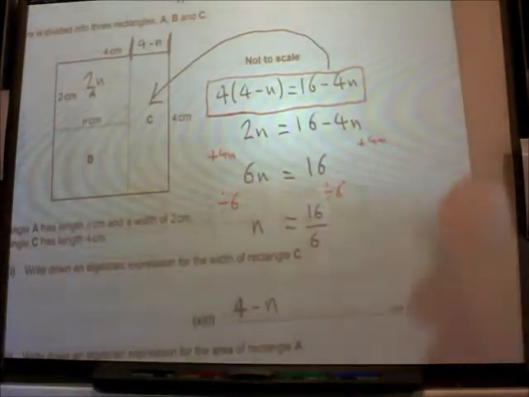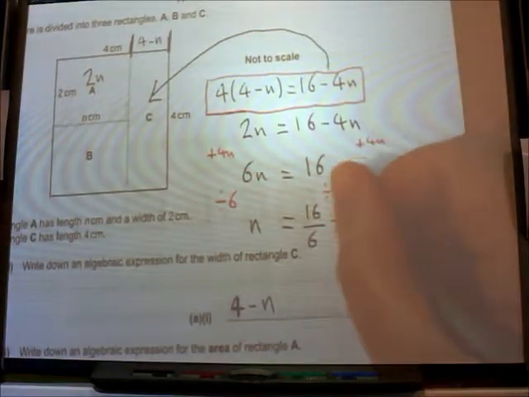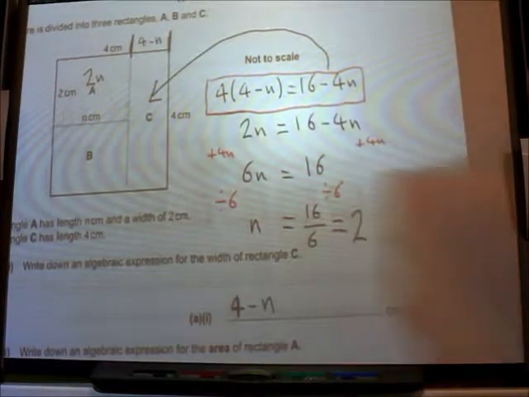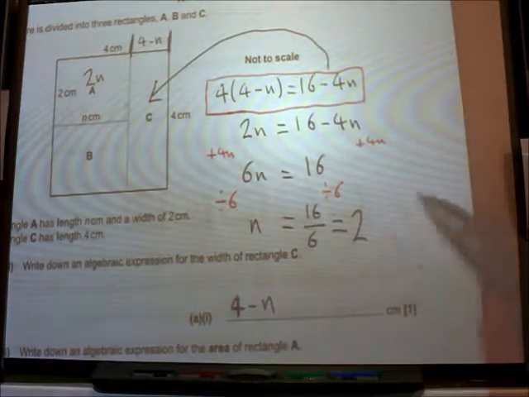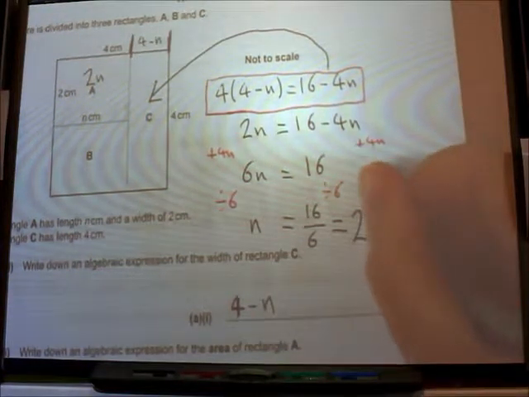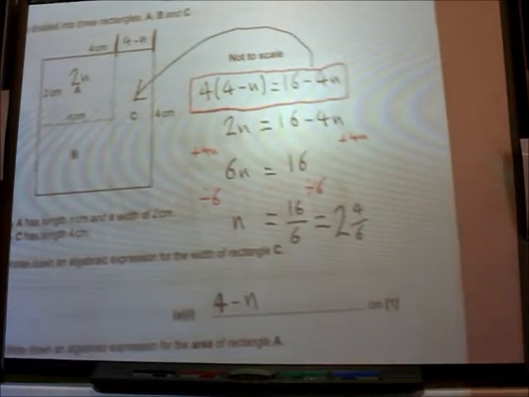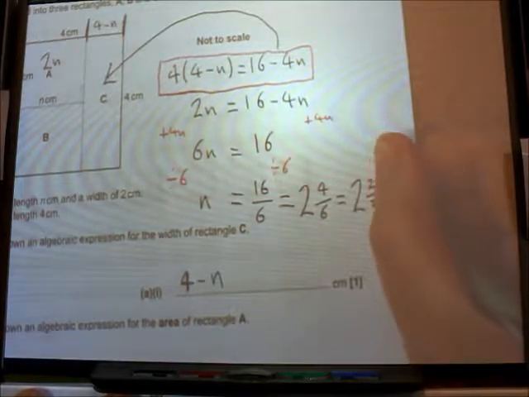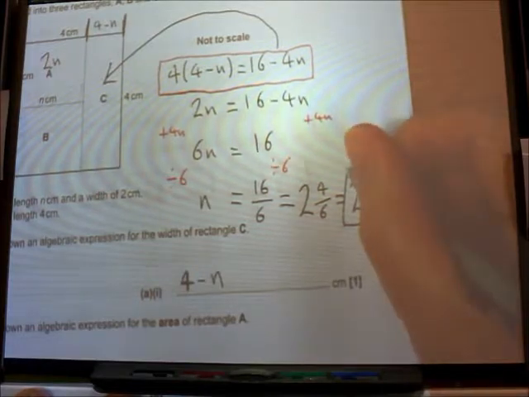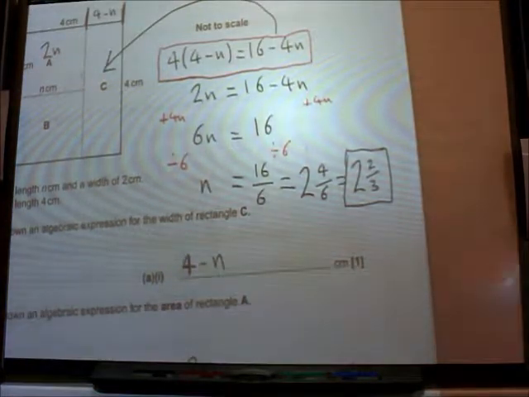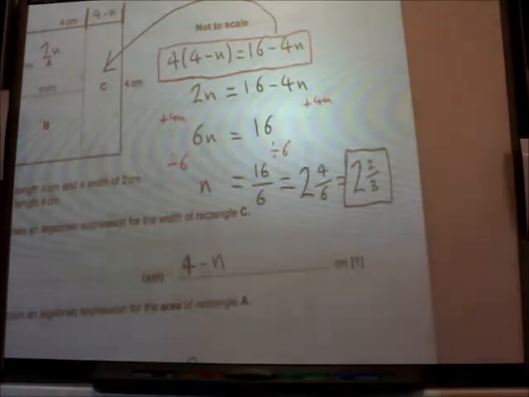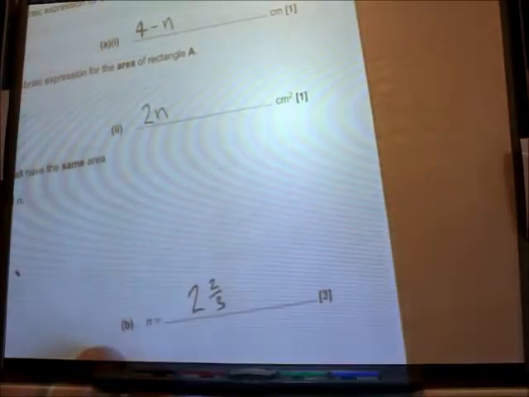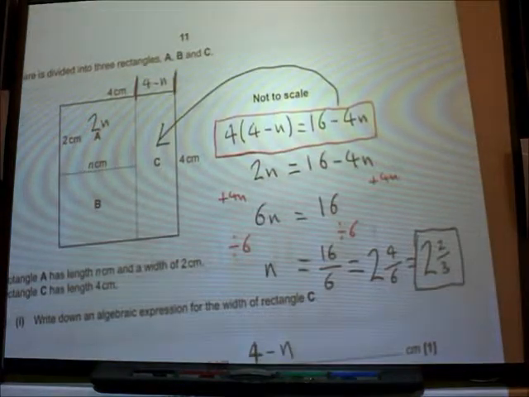So we're now going to convert this to a mixed number. How many 6's go into 16? Well, it goes 6, 12, and that's it. So there's 2 of them. And what's left over? It'll be 4 left over, out of 6. So it is 2 and 4 sixths, but you can simplify that again to 2 and 2/3. So n is 2 and 2/3, or if you want to put 2.6 recurring, you can, but I'd be tempted to leave it as a fraction. So that is part B, 2 and 2/3. Very nasty, but I hope that makes a little bit of sense.